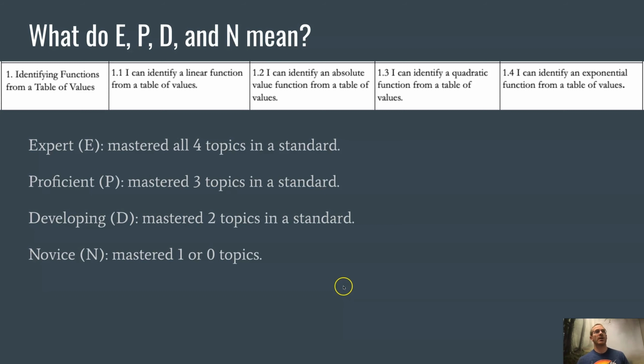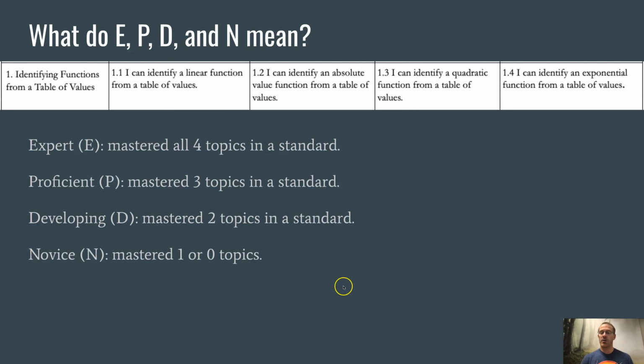What would differ is what they would do to earn their expert. So the first student would work on 1.4, and they could retake that and try to get to expert. The second student could work on 1.1, retake that in order to get to an expert. So as long as you master 3 topics, whatever combination of 3 that is, you get a proficient. If you only master 2 topics, you get a developing. If you only master 1 or none of those topics, you get a novice.